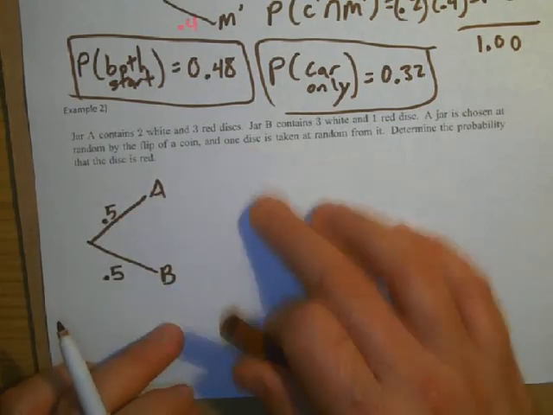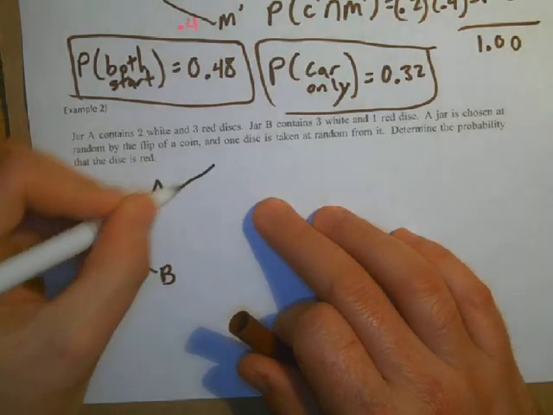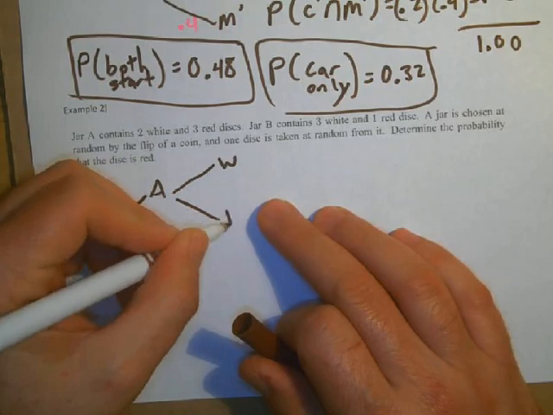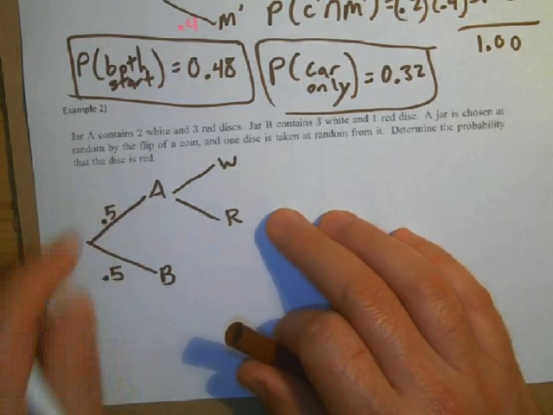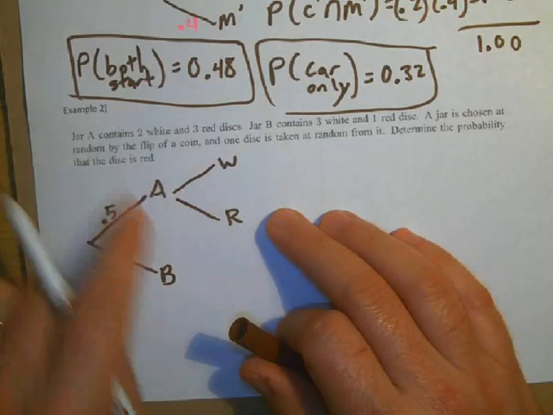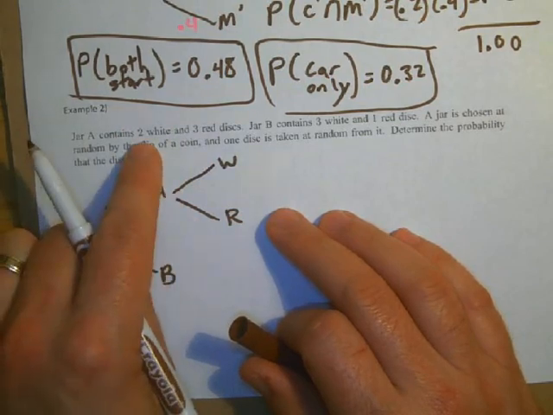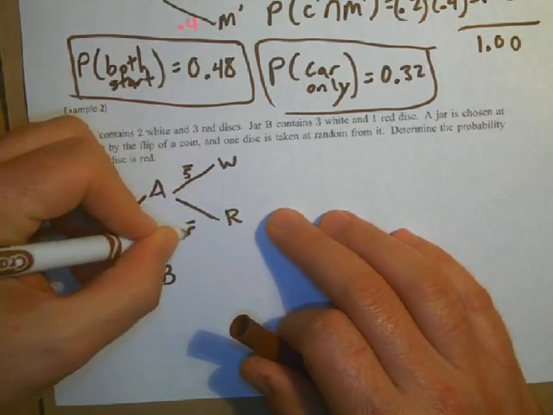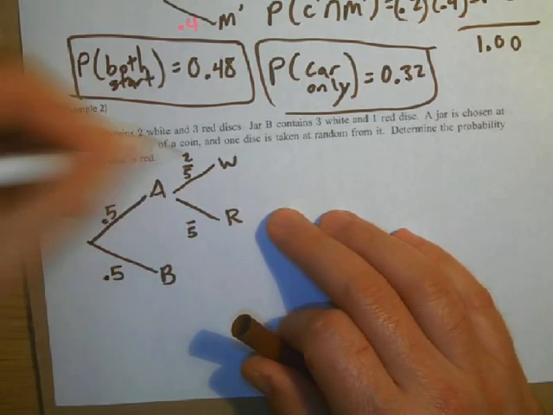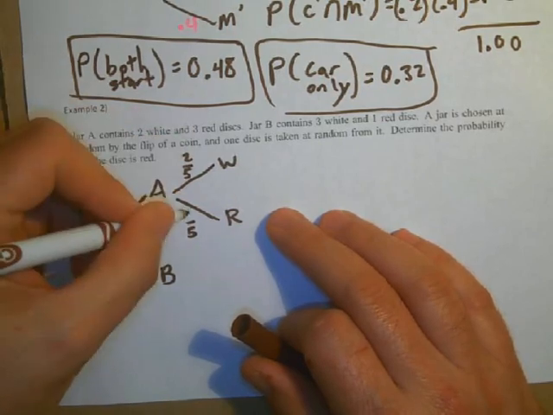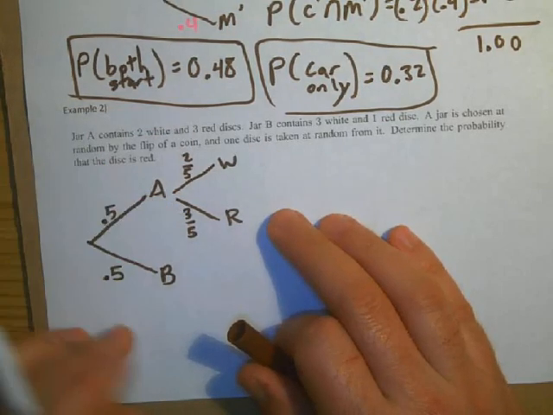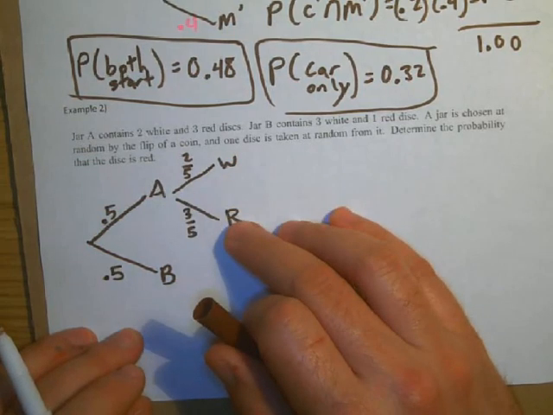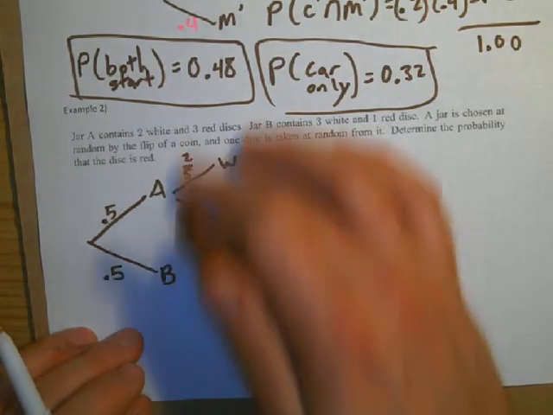Now, if I'm using jar A, you're either going to pick a white disc or a red disc. Now, how many discs are there total in jar A? 2 plus 3, which gives me 5. So my denominator is going to be 5. How many white discs? There's 2. How many red discs? There's 3. So I've got a 2/5 chance of getting a white disc and a 3/5 chance of getting a red disc. That adds up to 1.